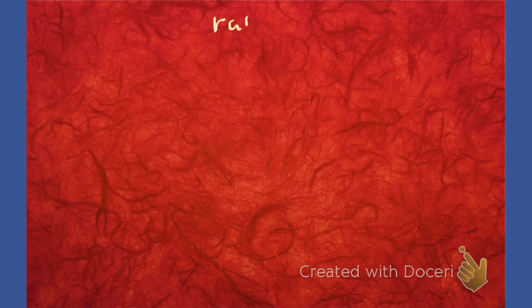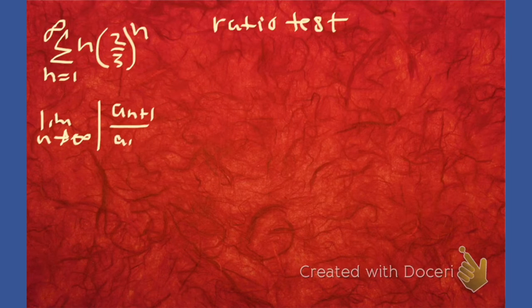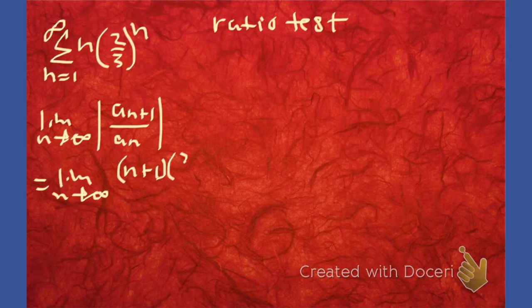Boom. What are we doing? We're doing the ratio test on this guy, n times 2/3 to the n power. We want to see if that guy's going to converge. So we take the limit as n goes to infinity of a_{n+1} divided by a_n.